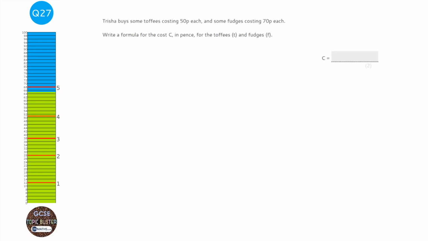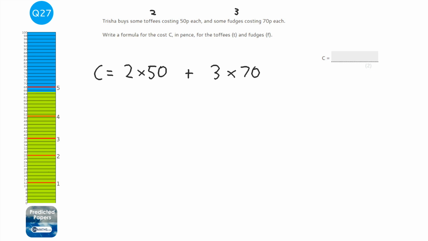Okay, for this question we're asked to find the cost of the toffees and the fudges. Now, if we imagine that we had 2 toffees and 3 fudges, how would you work this out? Well, the cost would be 2 times 50p, and then we would add 3 times 70p. The problem is that the 2 and 3 I've just made up, so that's not going to be the answer to this question. What it says though is that it wants toffees to be called T, and the amount of fudges to be called F.